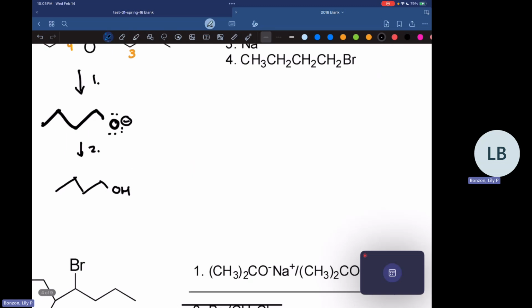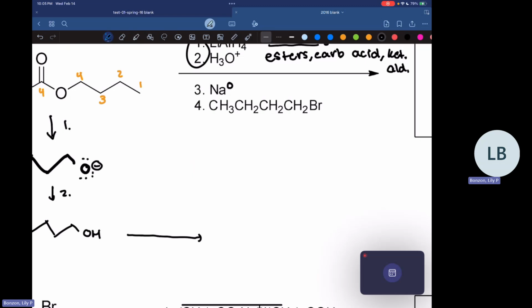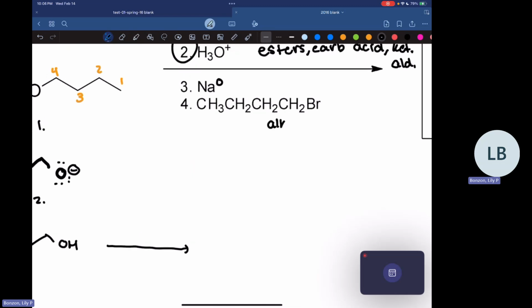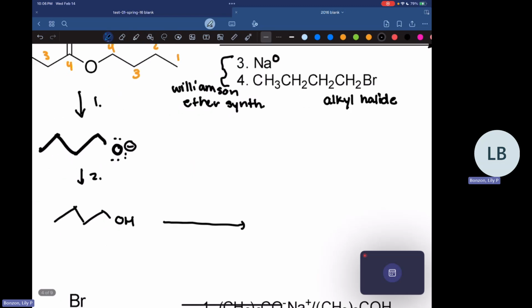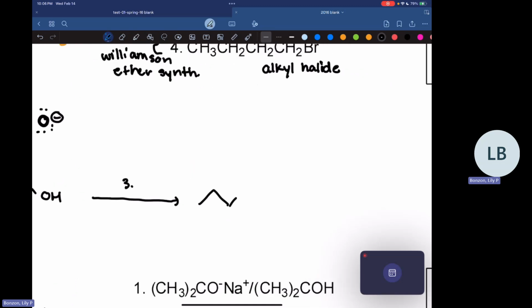But moving on, we have a sodium metal reactant, and then in the next step we have an alkyl halide. One thing to keep in mind is that these two together are considered the Williamson ether synthesis, and it forms our ethers. So if you see them right after each other, that might be what you're doing. What this third reactant, sodium metal, does is it just deprotonates that alcohol. So we're just going to have that alkoxide again.